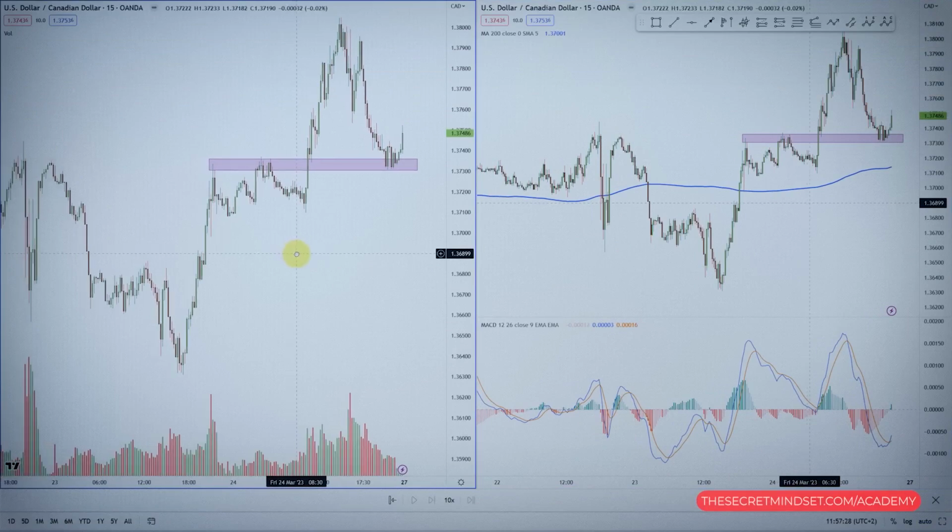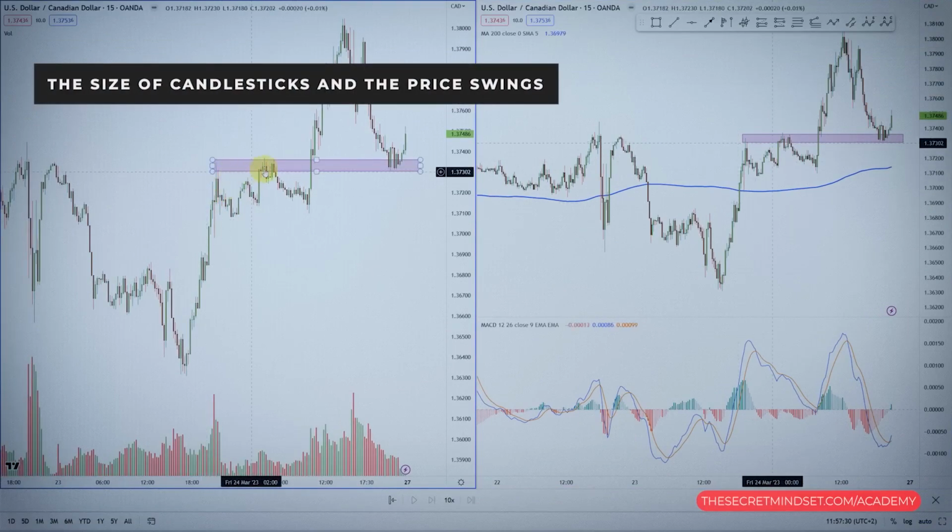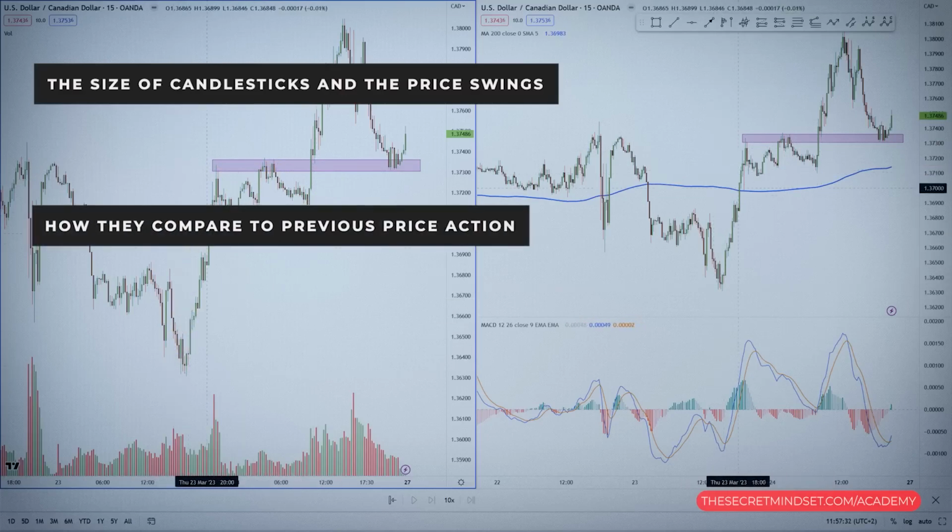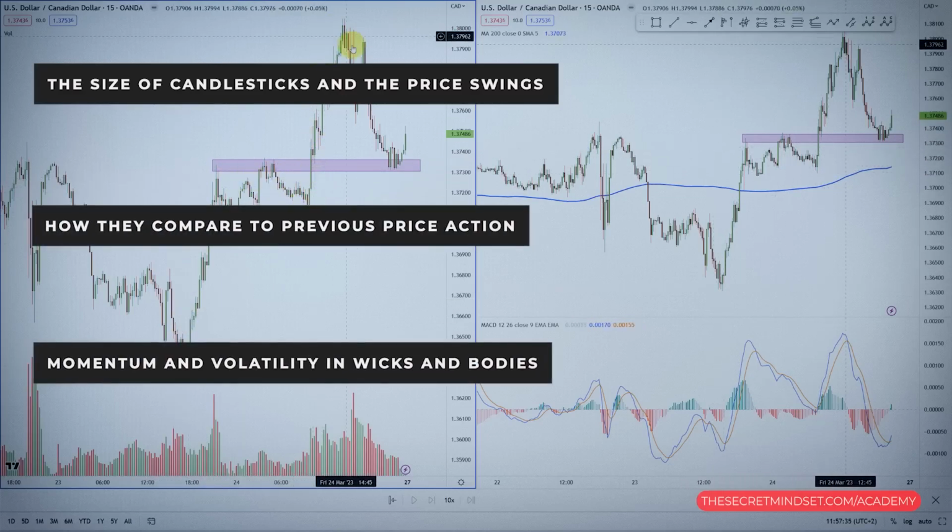We talked about this: the size of candlesticks and the price swings, how they compare to previous price action, the component of momentum and volatility in wicks and bodies. Don't make the mistake of trading price action because it looks simple. A trader who doesn't understand the nuances of price action can easily read charts in a wrong way.